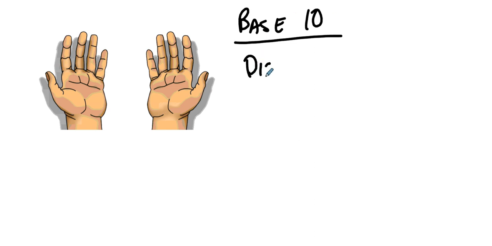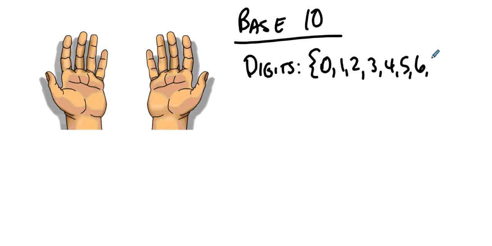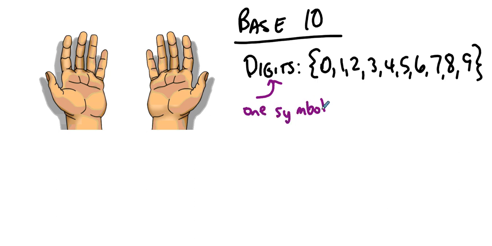In base 10, there are 10 digits. The digits are the numbers from 0 through 9. They are all of the numbers that can be represented with one symbol in base 10. 10 is the smallest whole number that cannot be represented with one symbol. Because we work in base 10, all of our place values are powers of 10.